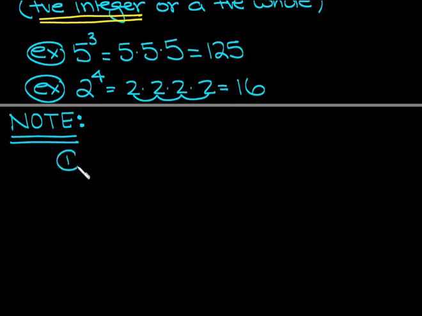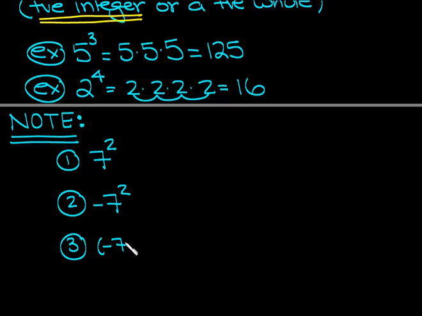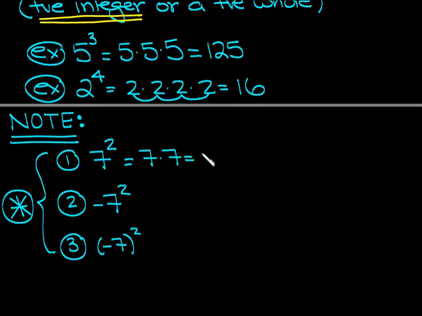So the first one is this. I have 7 squared. That's easy. Second one is minus 7 squared. And then the third one is (negative 7) squared. So these are things that I truly want you to remember, because these are common mistakes students make. Whenever I ask students to tell me what is 7 squared, they'll tell me it's 7 times 7, which is 49. That's true. That's a good answer. If I ask them what is minus 7 squared, they'll tell me it is also 49. That's a wrong answer. And I'll show you why.